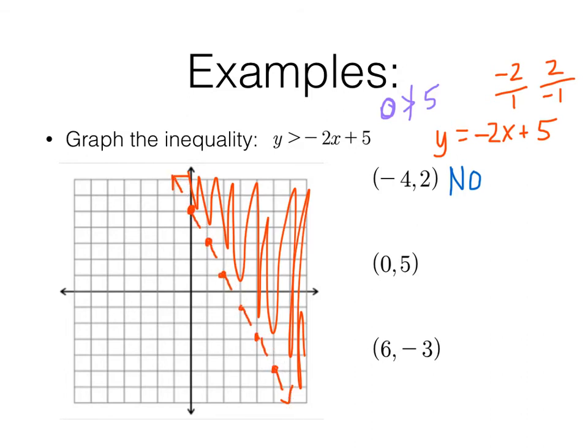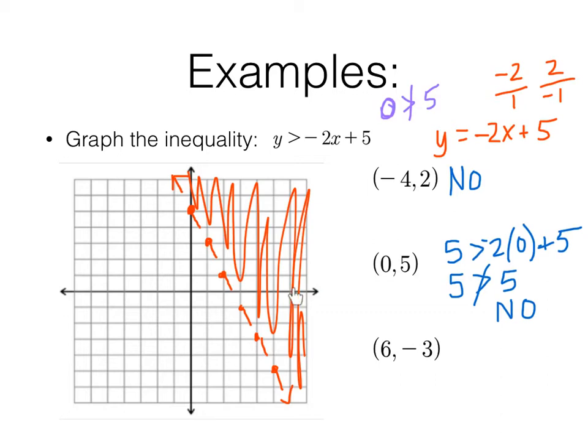Let's prove it by actually plugging in our point (0, 5) instead of just trusting our graph. Remember to plug in the 5 for y and the 0 for x. 0 times -2 is still 0. So we get 5 is greater than 5, which is false. So this is not a solution to the inequality. 5 is greater than or equal to 5 would work, but 5 is greater than 5 is not true.